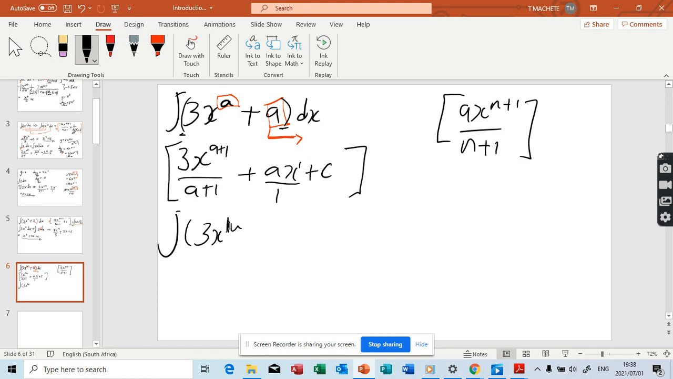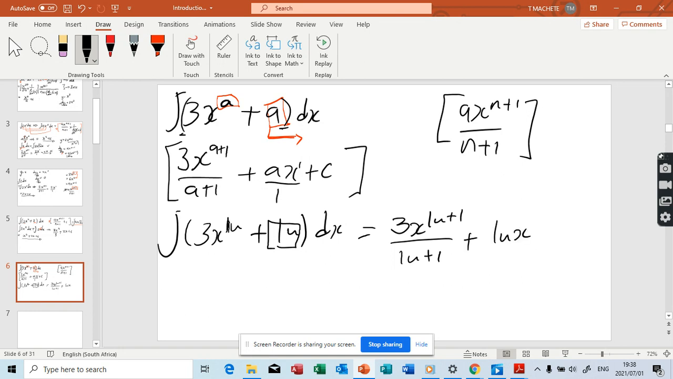If you punch ln on your calculator, obviously you'll get an error with ln alone. ln is a number, guys. It's a number, it's a function as well. If you get ln alone without x, then you know ln is a number. If you get something like this, it's a function. So basically you're going to get 3x ln plus 1 over ln plus 1 plus ln x.